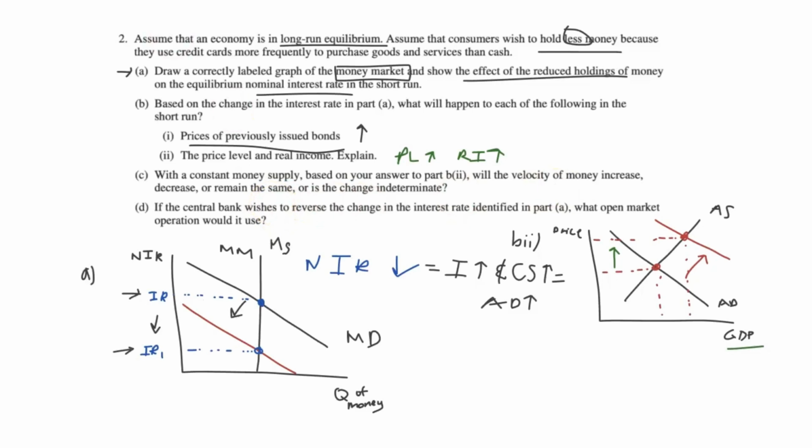Let's move on to the next part. C says, with a constant money supply, based on your answer in part B2, will the velocity of money increase, decrease, or remain the same, or is the change indeterminate? So we're going to see here. So for this answer, we have to kind of think about it.